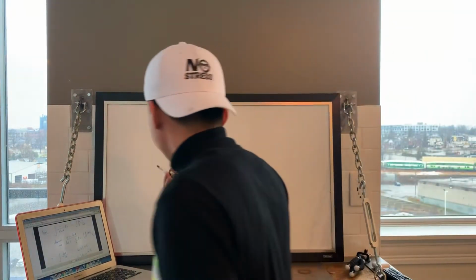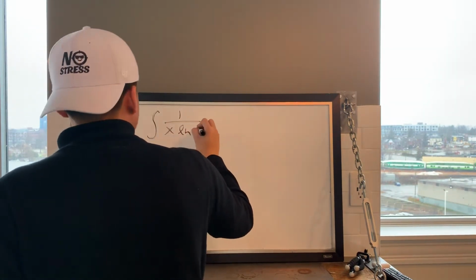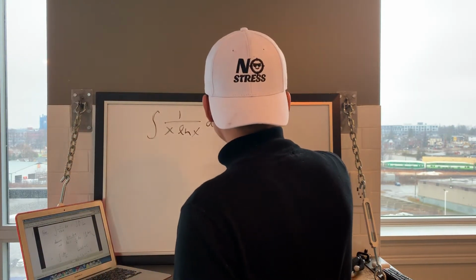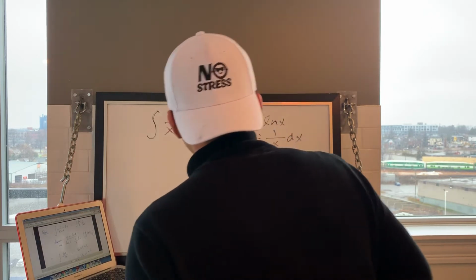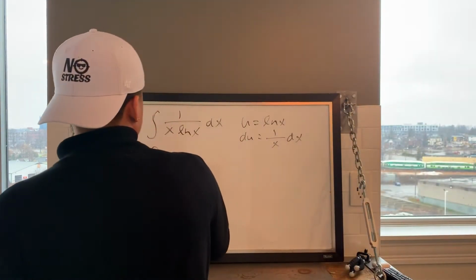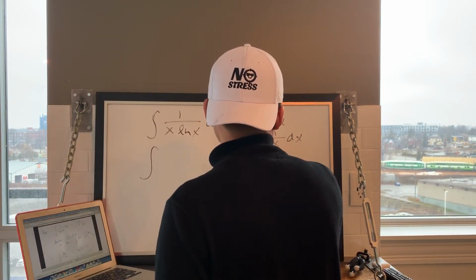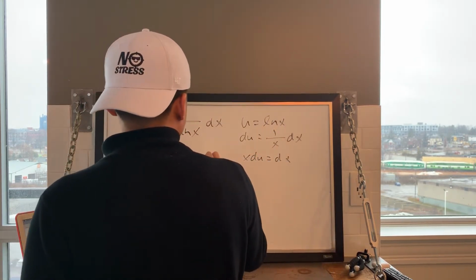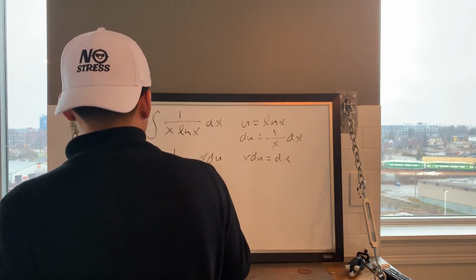We have the integral 1 over x ln x dx, right? If I let u equal ln x, then the derivative equals 1 over x dx. That's good. Because now, if I solve for dx, it's x du equals dx. So I get 1 over x times u, x du. These x's cancel, so I really get the integral of u to the negative 1 du.